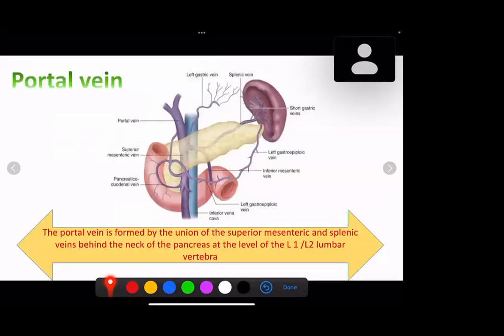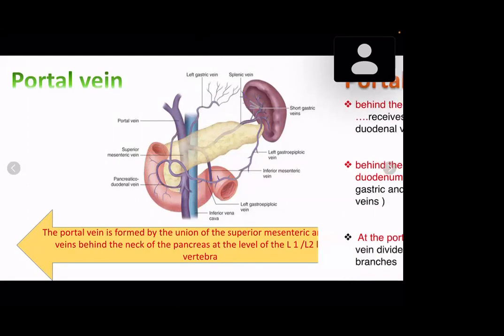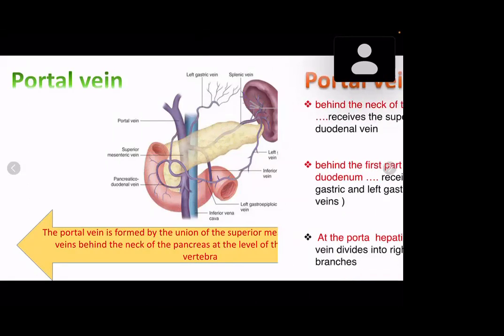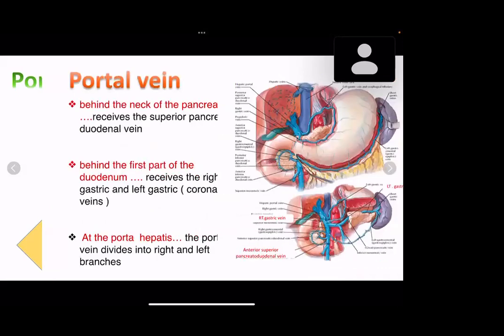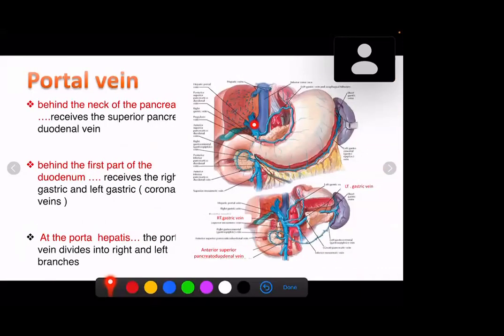The portal vein itself is formed by the union of the superior mesenteric and splenic veins behind the neck of the pancreas, usually at the level of the L1, L2 lumbar vertebrae. As we said, behind the neck of the pancreas, it receives the superior pancreaticoduodenal vein. We notice that the inferior pancreaticoduodenal will drain to the superior mesenteric vein, while the superior pancreaticoduodenal will drain into the portal vein itself. Behind the first part of the duodenum, it will receive the right gastric and left gastric veins, which are the coronary veins. And near the porta hepatis, it will divide into right and left branches.